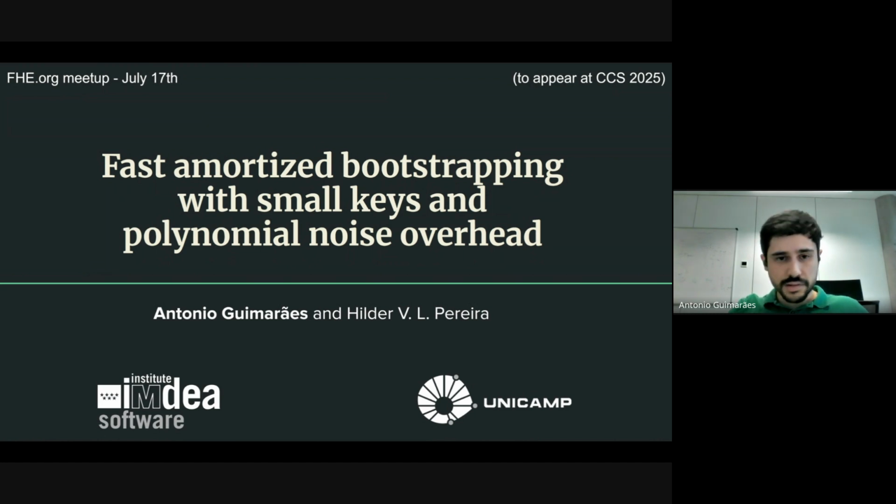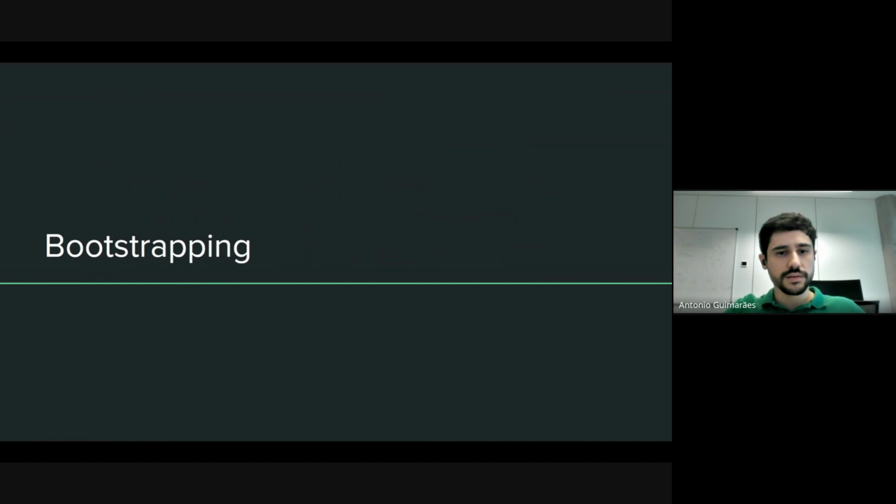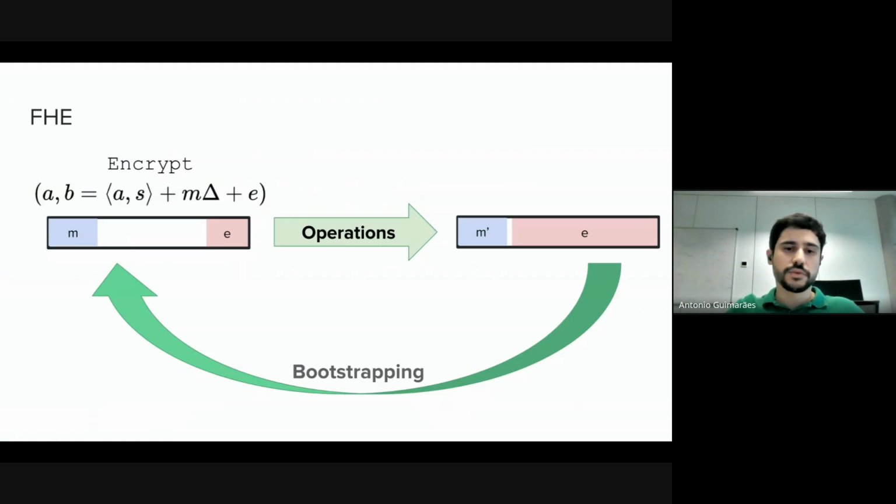Okay, now let's start. Let's start with the basics. I think for this community, this should be very easy. We have here the way that we usually do FHE. We have a ciphertext, we do operations, noise grows, we do a bootstrapping. The bootstrapping doesn't reset completely the noise. It has some noise there.